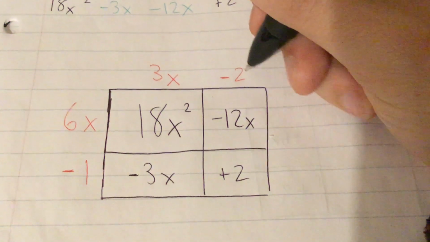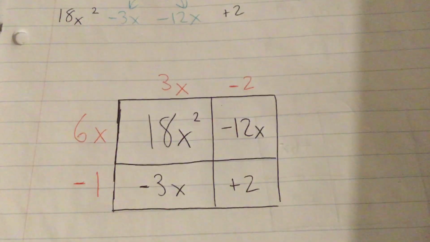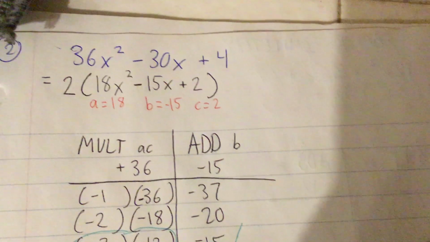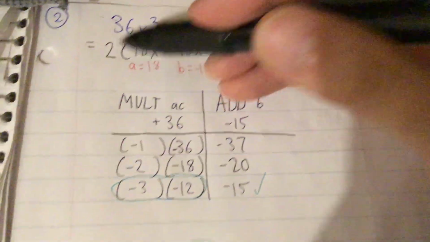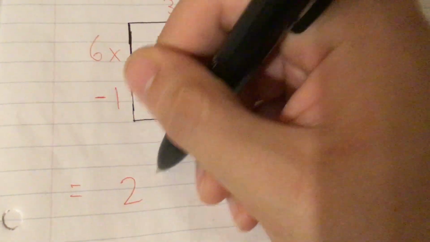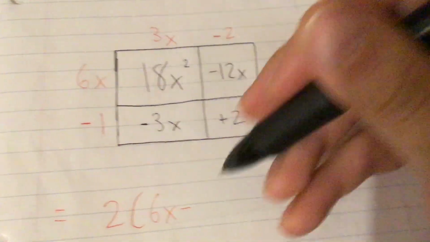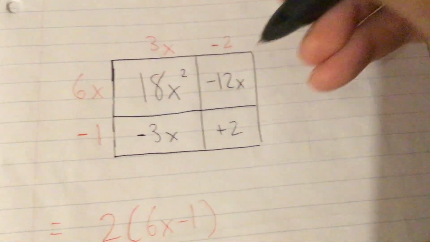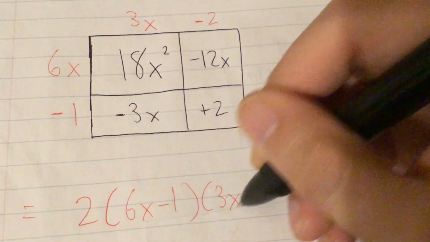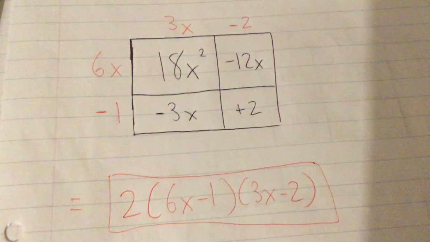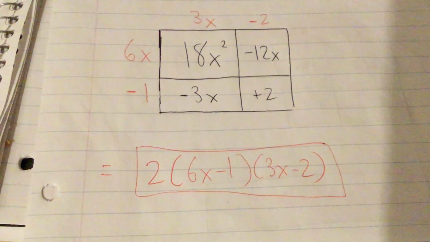Negative 2. Check your work. Is negative 2 times negative 1 positive 2? All right. So now the final solution is, did I factor anything out in front? Yes, I factored out that 2. So don't forget about what you factored out in advance. So the final answer is 2 times 6x minus 1 times 3x minus 2. So that breaks down the quadratic trinomial into a multiplication problem. A big, helpful tool for Algebra 2.